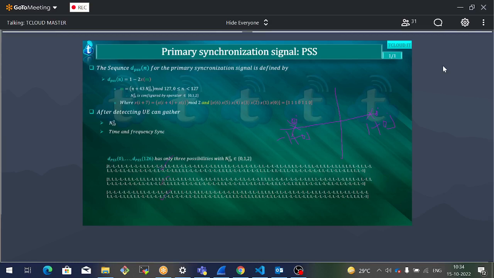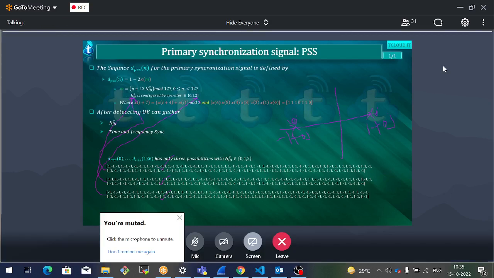If the mobile finds this, it immediately detects that the NID2 value configured by the operator is 0. If it finds this, it finds out that the NID2 value is 1. If it finds this sequence, the mobile will find out that the NID2 value is 2. So the mobile is detecting the NID2 value. Not only is this PSS helping the mobile equipment detect itself easily, on top of that it is also intelligently giving one piece of information to the mobile, called NID2, or sector ID.